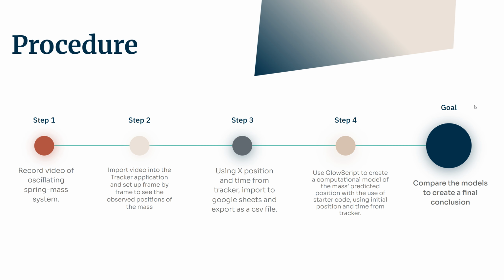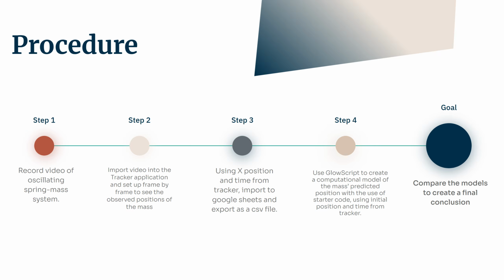The procedure following the lab is: step 1, record a video of an oscillating spring mass system. Step 2, import the video onto the Tracker application and set up frame by frame to see the observed positions of the mass. Step 3, using X position and time from Tracker, import to Google Sheets and export it as a CSV file so we can import it later.